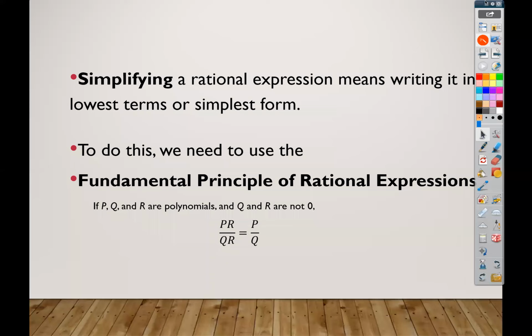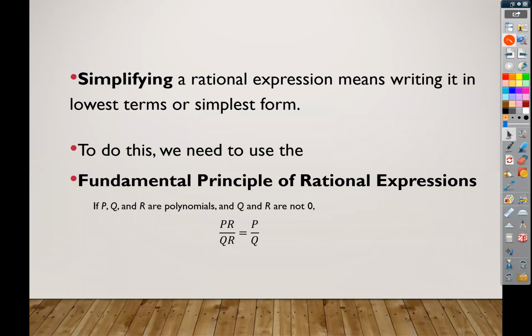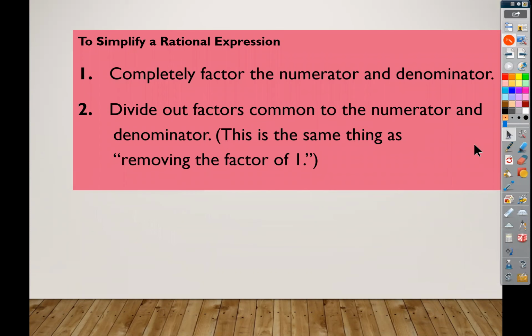Simplifying a rational expression means writing it in lowest terms or in simplest form. To do this, we need to use the fundamental principle of rational expressions. Basically, simplify the rational expression. To simplify the rational expression, completely factor the numerator and denominator and divide out any factors common to both.